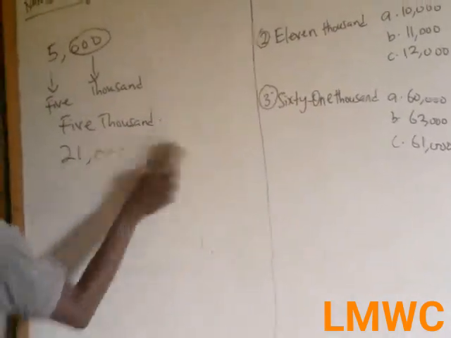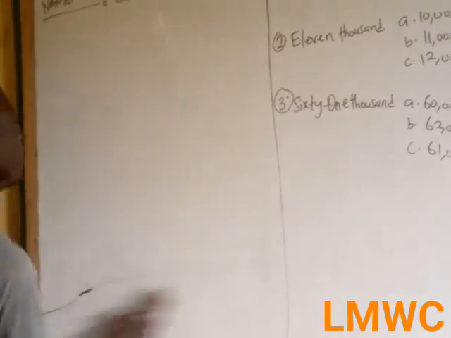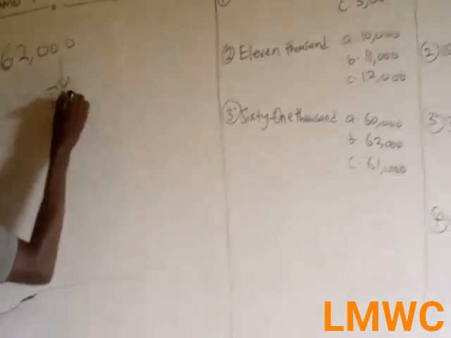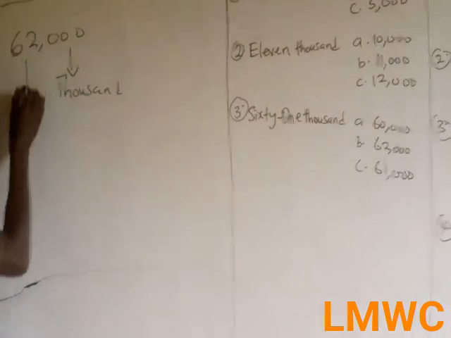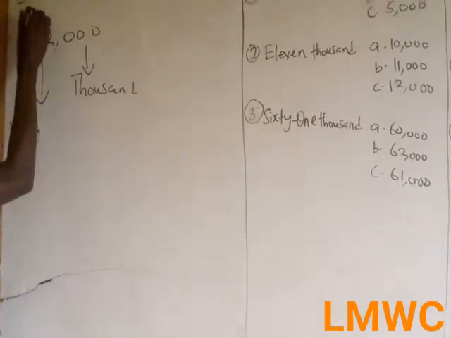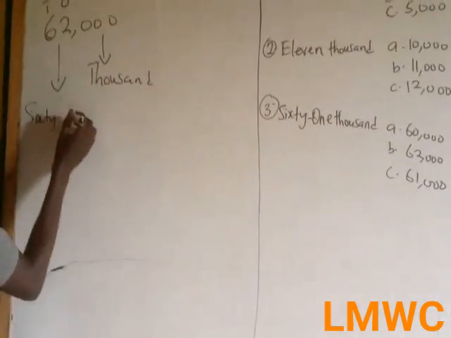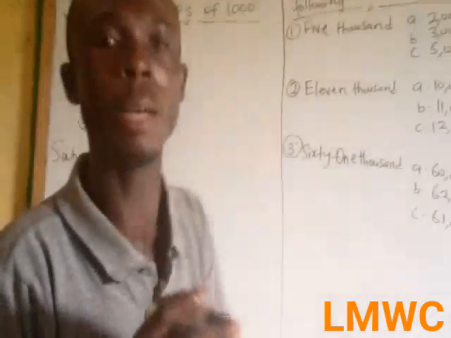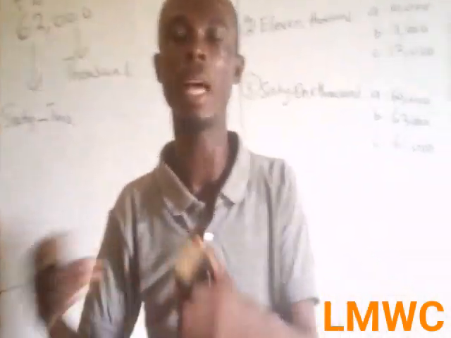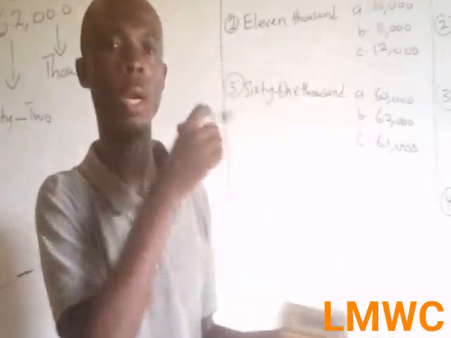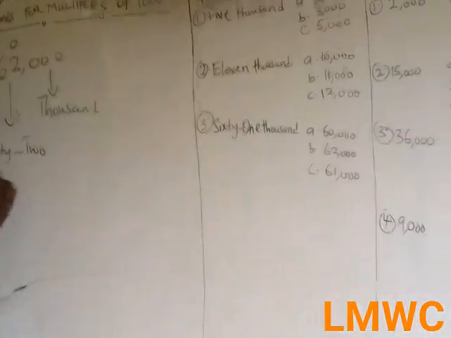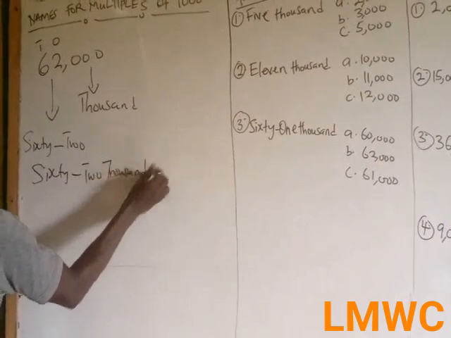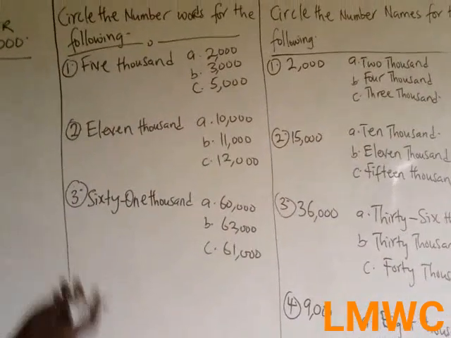Let's take another one. I want to make it simple. 62,000. We know this as 1,000 because 3 zeros. And this is what? 62. So this is our tens and this is ones. 62. You bring your hyphen nicely. That's why I taught you number names and number words for tens and what? Hundreds. And also we know how to write ones. So we have 62,000 for this.